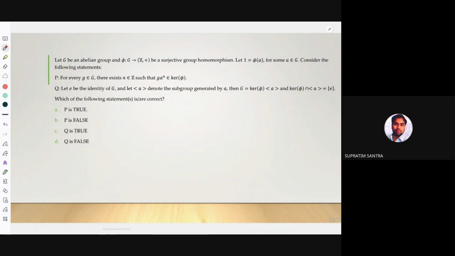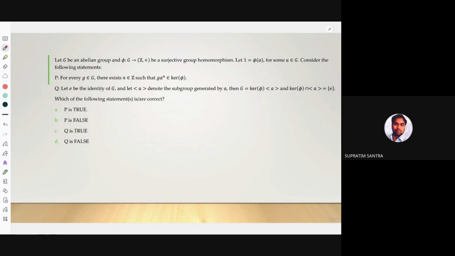So now let's move on to the next question. I think this is from JAM, but you can check it out. Let G be an abelian group and phi from G to Z plus is a surjective group homomorphism. Surjective is onto; onto and surjective both imply the same. So Z plus is the group of integers with respect to addition, and G is a group such that there is a surjective group homomorphism from G to Z.